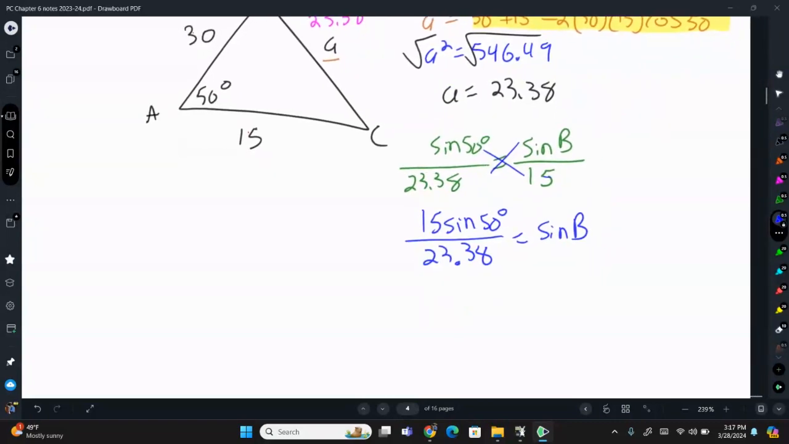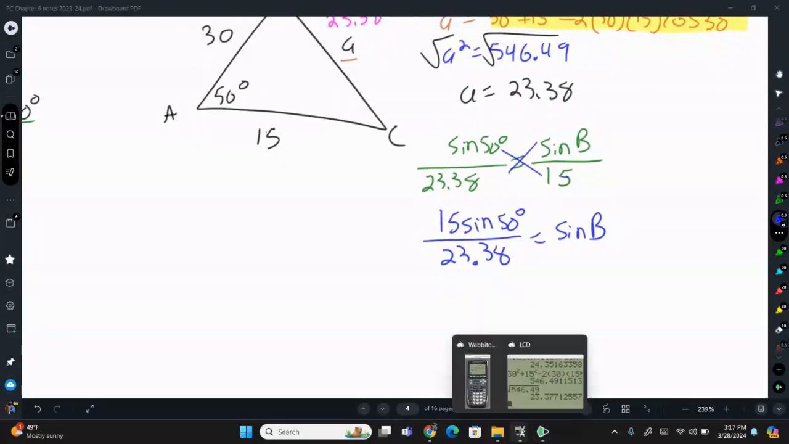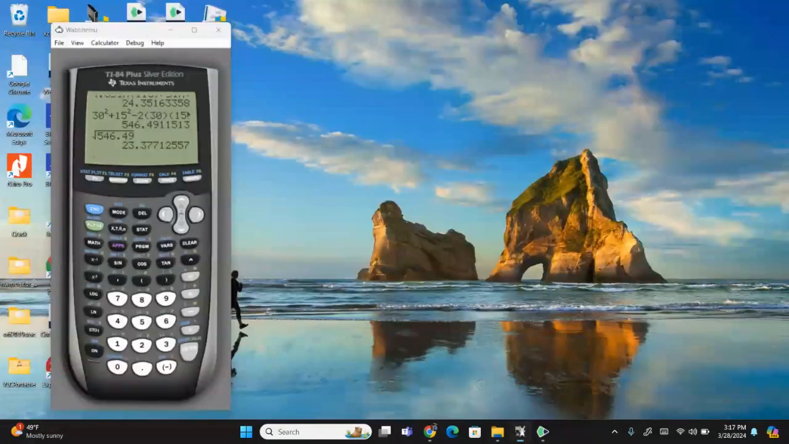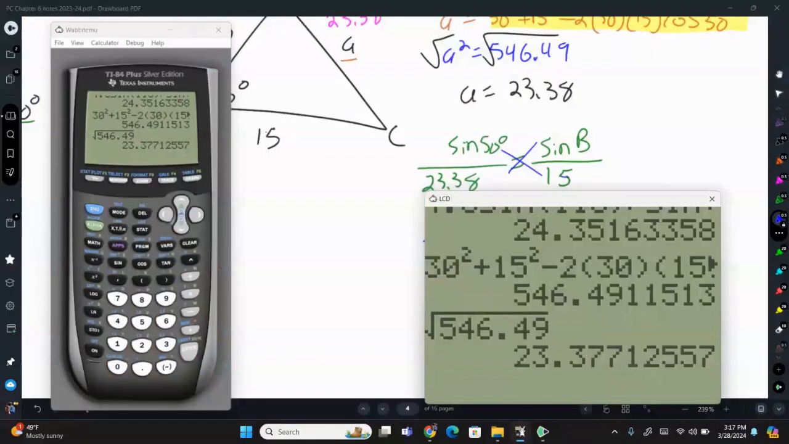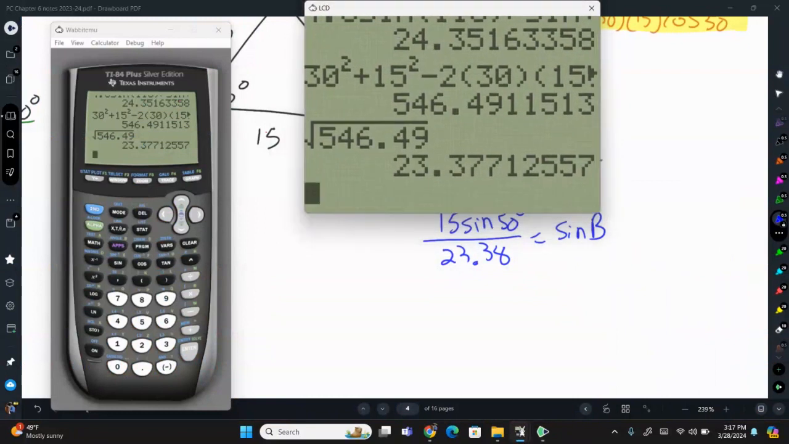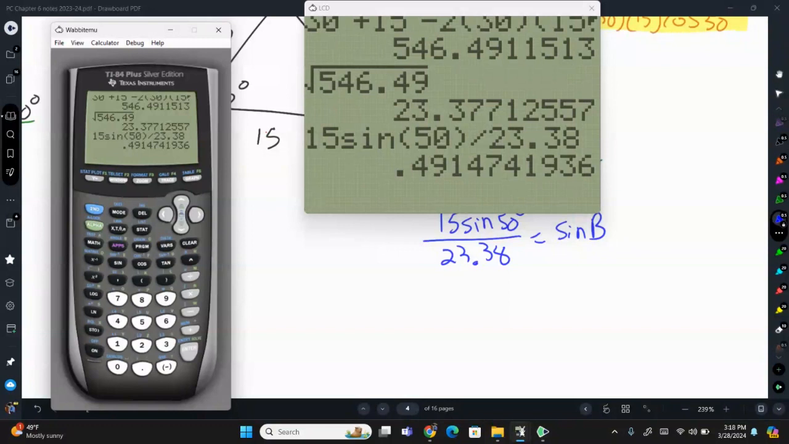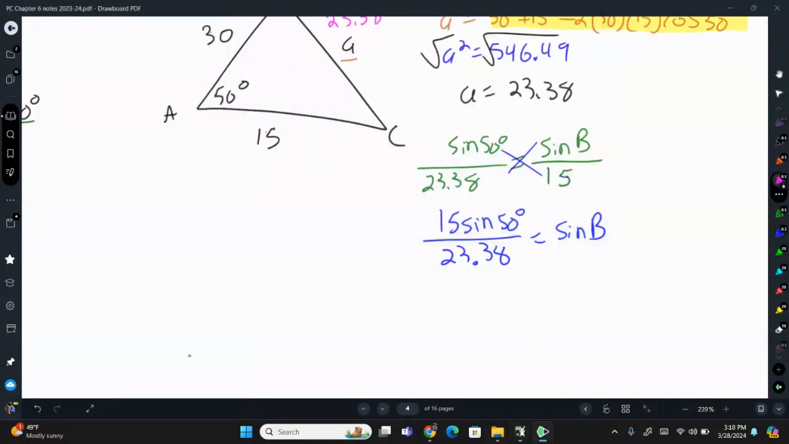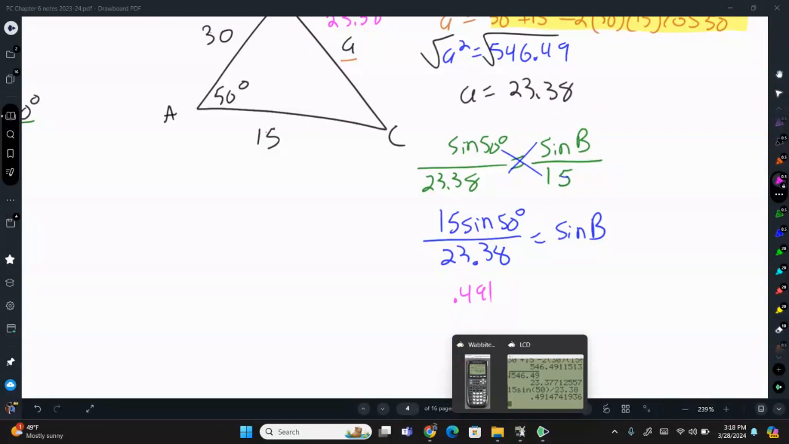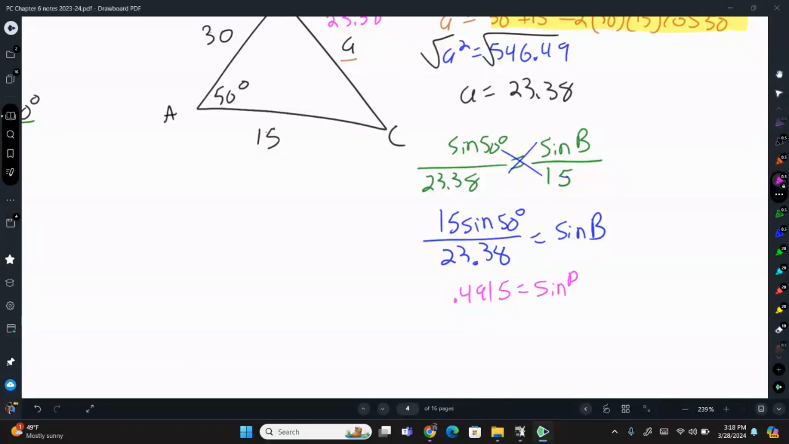So again, we're going to type that into our calculator all in one step. So 15 times the sine of 50 divided by 23.38. So we get 0.49147 and so on. We're going to use 4 decimals because that will give us a more accurate angle. So 0.4915 equals the sine of B.